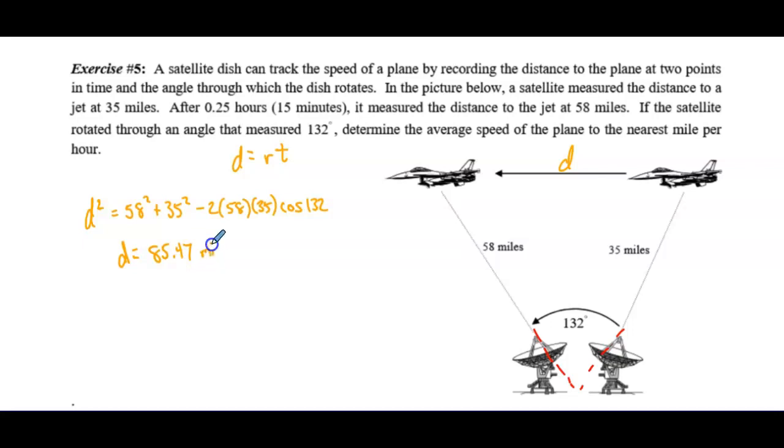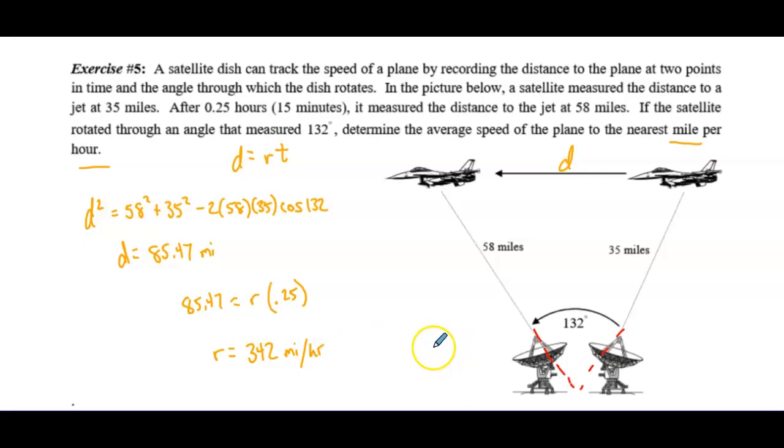miles. All right, and the reason I needed to know that is because if I'm looking for the rate or the average speed, I can now enter that 85.47 into the D position of this equation. I don't know the rate yet, but the time, let's say I want miles per hour. So let's use the hours version of the time. So 0.25, and just dividing both sides by 0.25, the rate comes out to about 342 miles per hour.